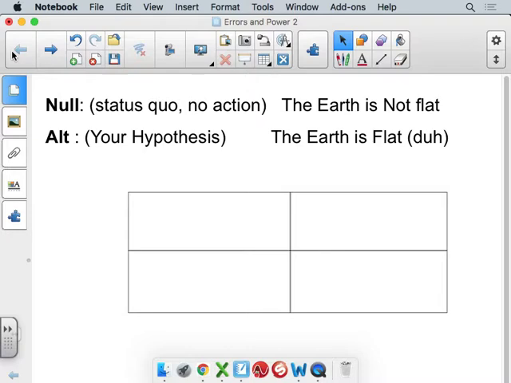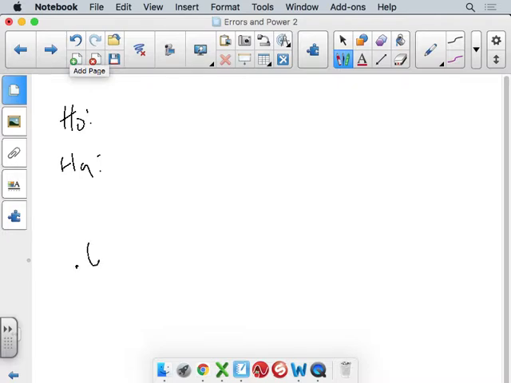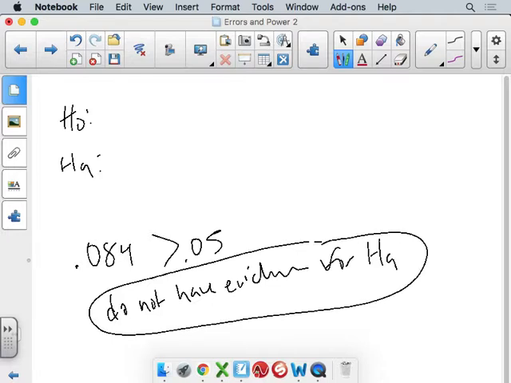So we've been doing a full problem, null, alternative, and then saying 0.084 is greater than 0.05, so I do not have convincing evidence for the alternative. And so what if this was wrong? What if there's a chance that we're not right? Like I don't have evidence for the alternative, what if I get it wrong? That's called an error.